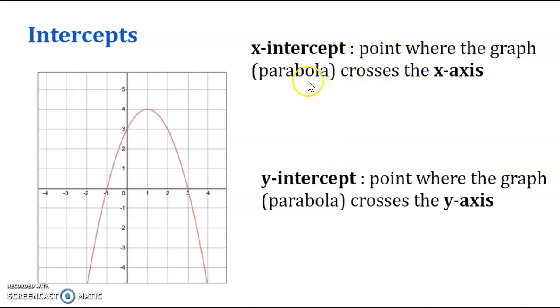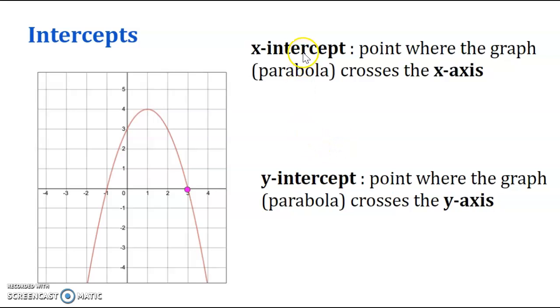That's the y-intercept. So similarly, x-intercept in parabola is precisely that. A point where the graph of the parabola in this case crosses the x-axis. Y-intercept is point where the graph of parabola crosses the y-axis. Okay, so y-axis and y-intercept.